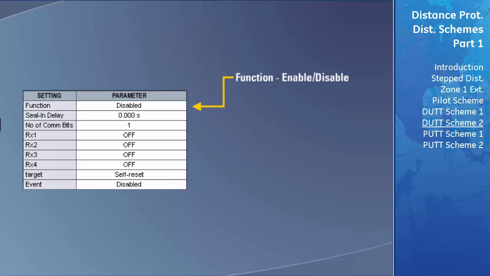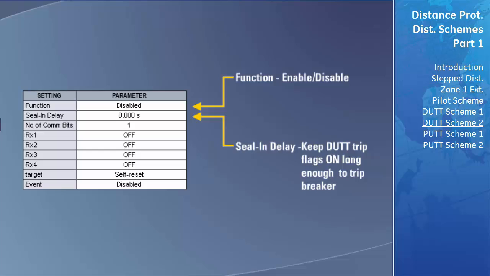When the trip output flags of the DUTT scheme that were described earlier are forced on by the remote D60 through the communication channel, they are then used to signal the breaker to trip. These signals need to be made to stay in the on state long enough for the breaker to complete the tripping process. Entering a delay in the CLIN delay field shown here will ensure that the DUTT trip output flag stays in the on state long enough for the breaker to fully open.